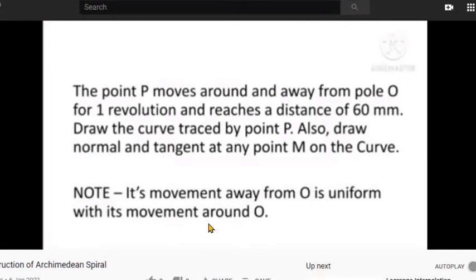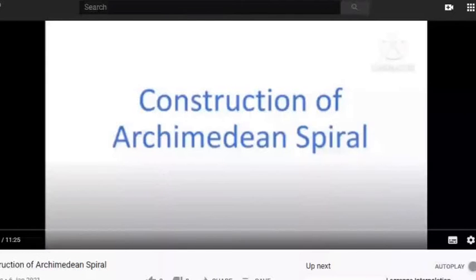So this is a question. Let me read the question. So I'll play from the beginning. But before that, let me discuss what is meant by Archimedean spiral. So it's nothing but a spiral.